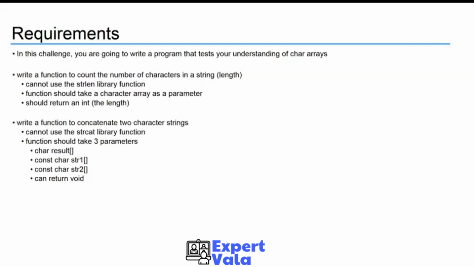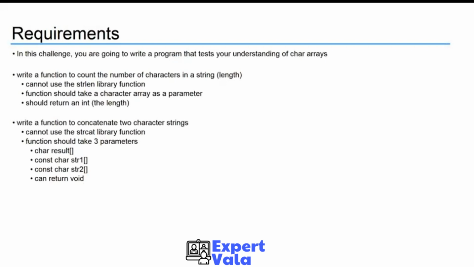The next function I want you to write is I want you to implement the concatenate function, where you can concatenate two strings. Again, I don't want you using any library function. Don't use strcat. This function should take 3 parameters: the result, and then the two character arrays that you want to concatenate. Those can be constant because you are not going to change them. The result is going to be the character string that you store in. So pretty simple. Again, you don't have to deal with pointers.